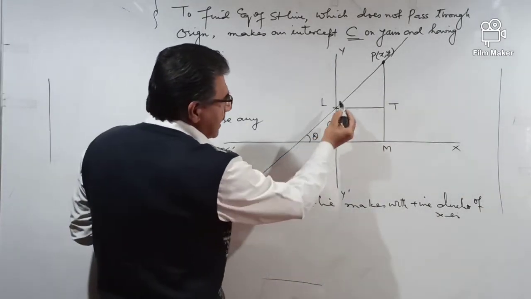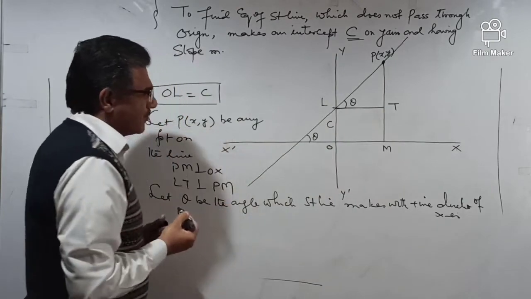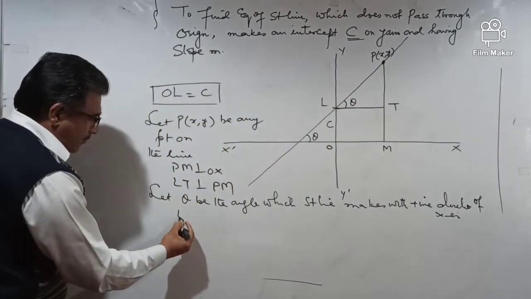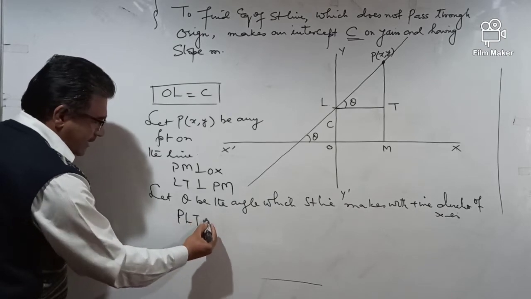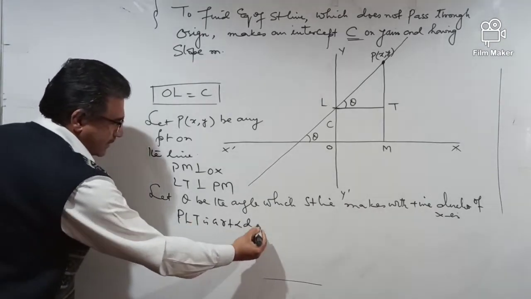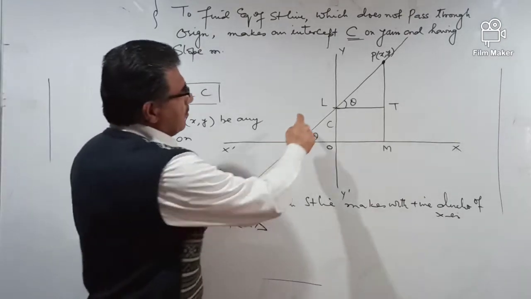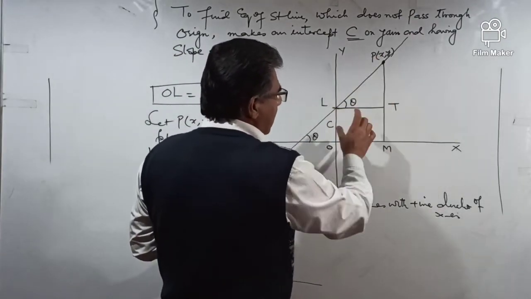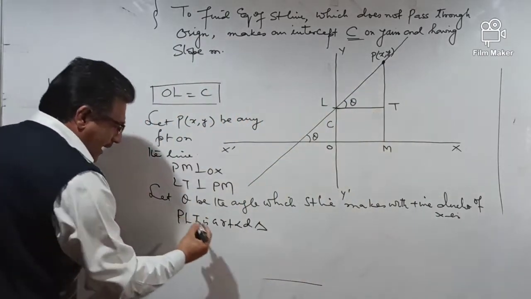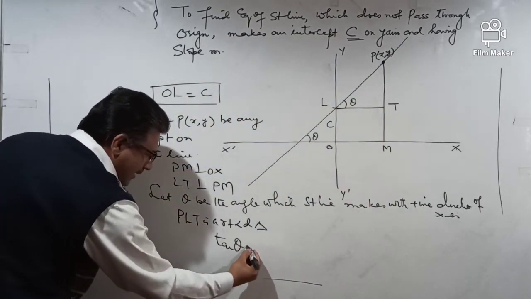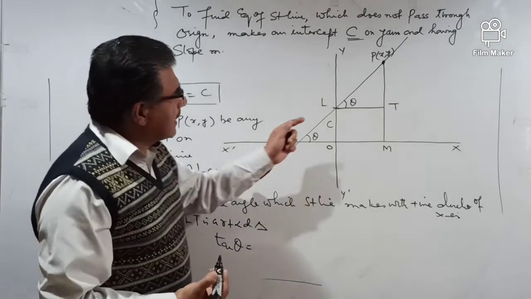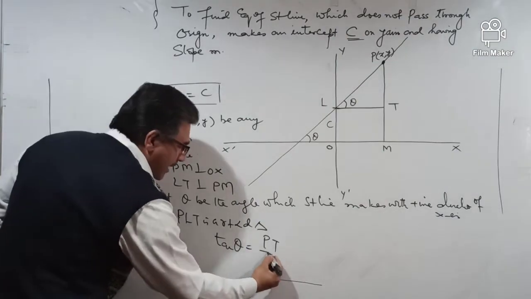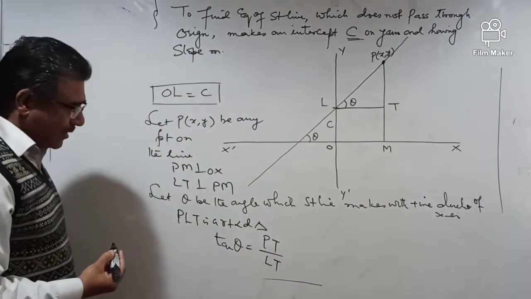If this angle is theta, then this angle is also theta. Right? Therefore, PLT is a right angled triangle. This is base, this is hypotenuse, and this is perpendicular. And from this right angled triangle, I can find tan theta. Why tan theta? Because slope. Tan theta is perpendicular by base. Perpendicular is PT. And base is LT, right?